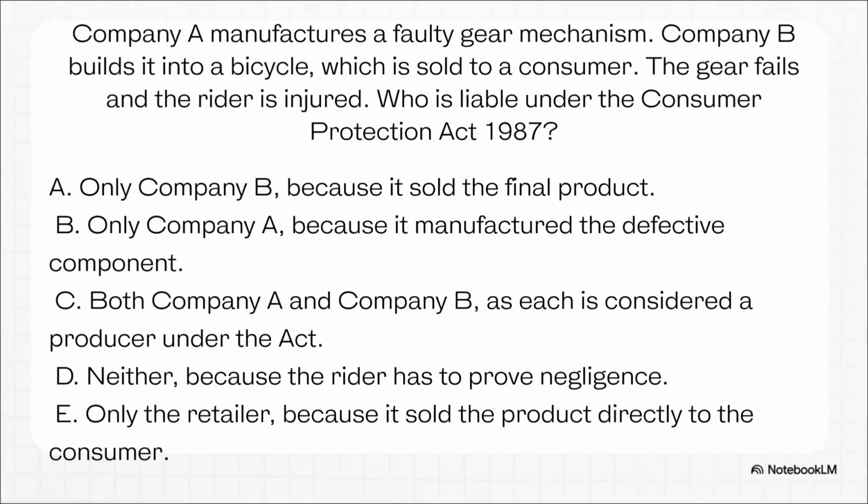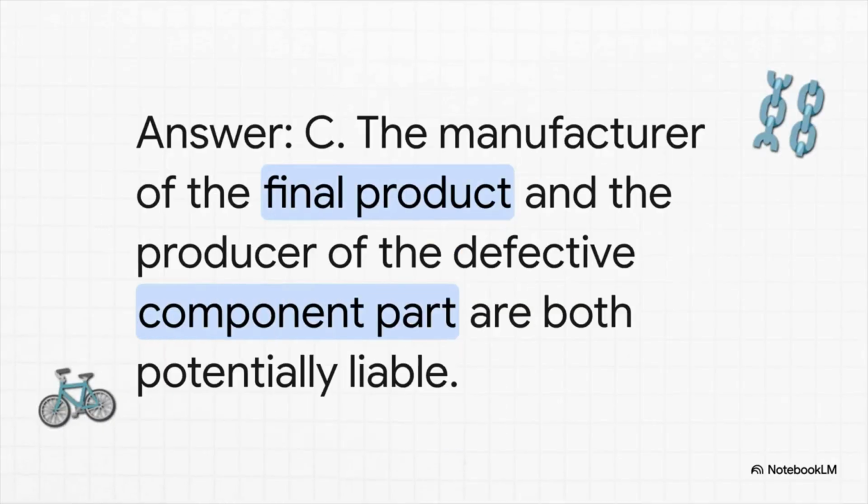All right, next up. A company makes a dodgy gear mechanism for a bike. Another company builds that gear into a bicycle. The bike is sold, the gear fails, and a rider gets hurt. Who's on the hook under the CPA? The correct answer here is C. Both of them are liable. The law says the producer of the final product, so the bike company, and the producer of the faulty component part, the gear company, can both be held responsible. This is called joint and several liability, which just means the injured cyclist can choose to sue one, the other, or both of them together to get their compensation. It gives the claimant the most options.